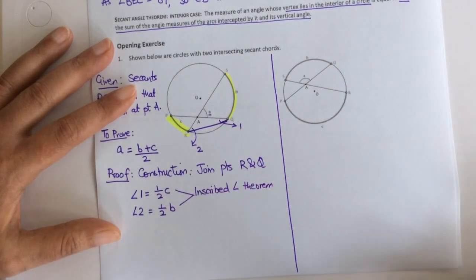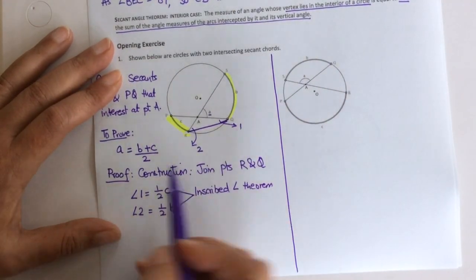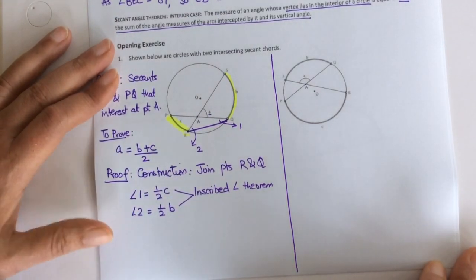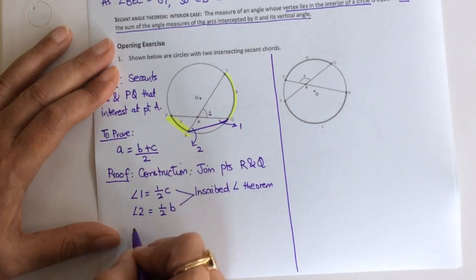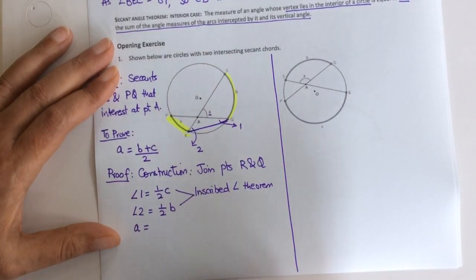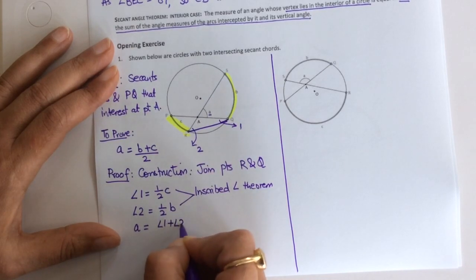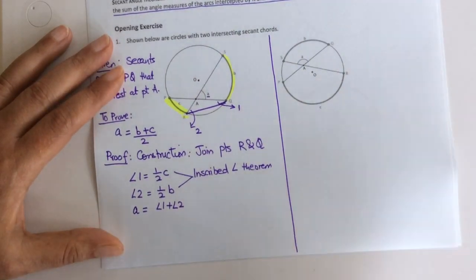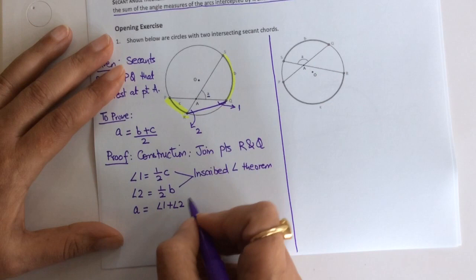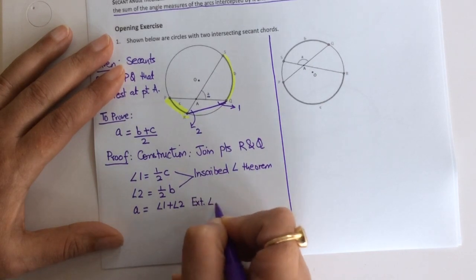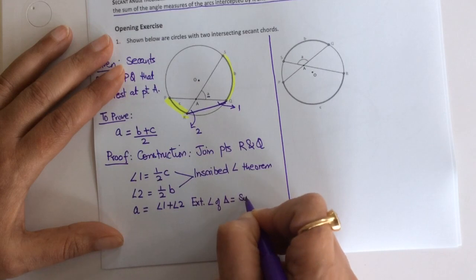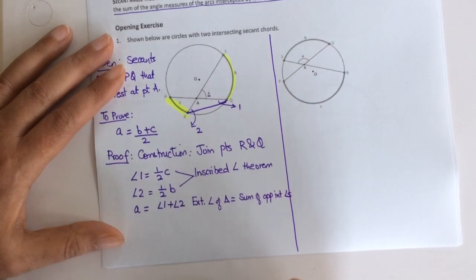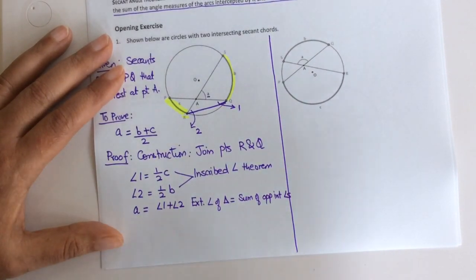That is because 1 and 2 are both inscribed angles, and 1 is the inscribed angle for the arc PR, so it's going to be half of that arc. Now look at angle A. Angle A is equal to angle 1 plus angle 2. Can you think of a reason why that is true? Well, that is true because the exterior angle of a triangle equals the sum of the opposite interior angles. So A is 1 plus 2.